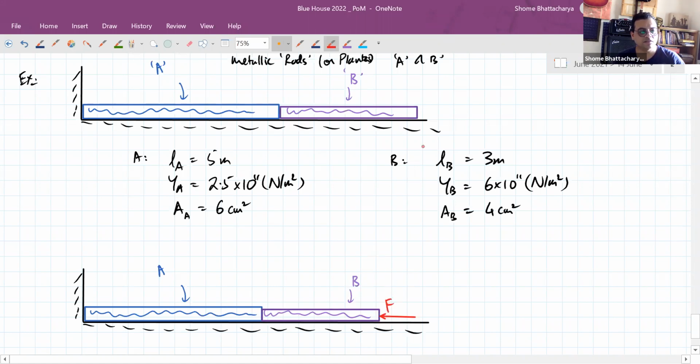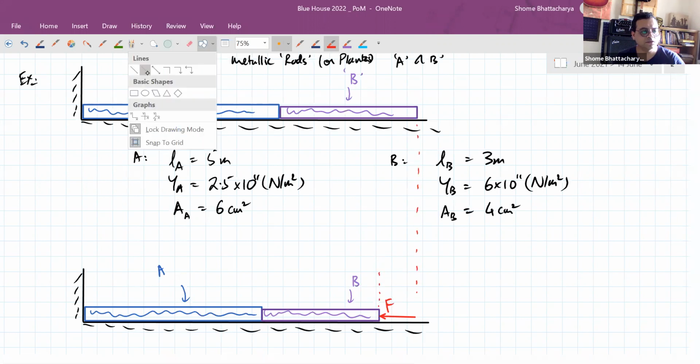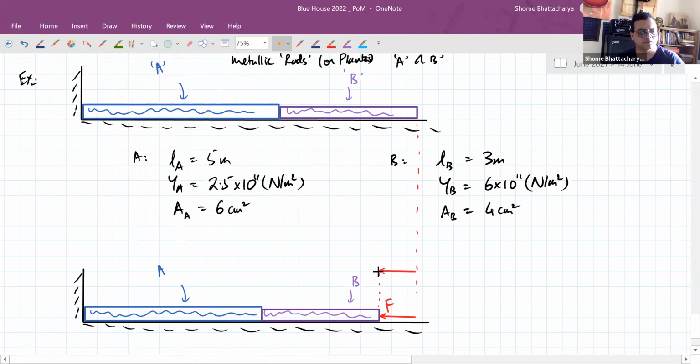Some amount of external force is going to cause the right side end of the block B to get displaced inwards by this much.